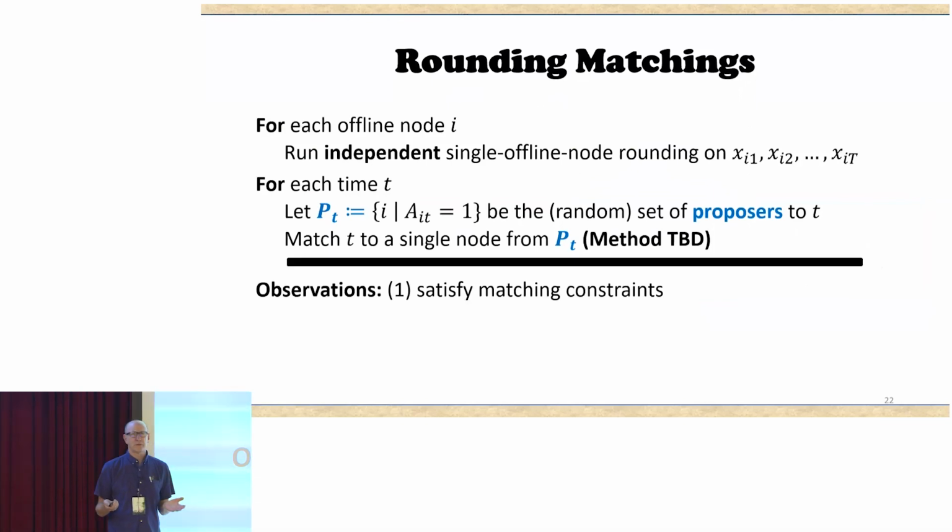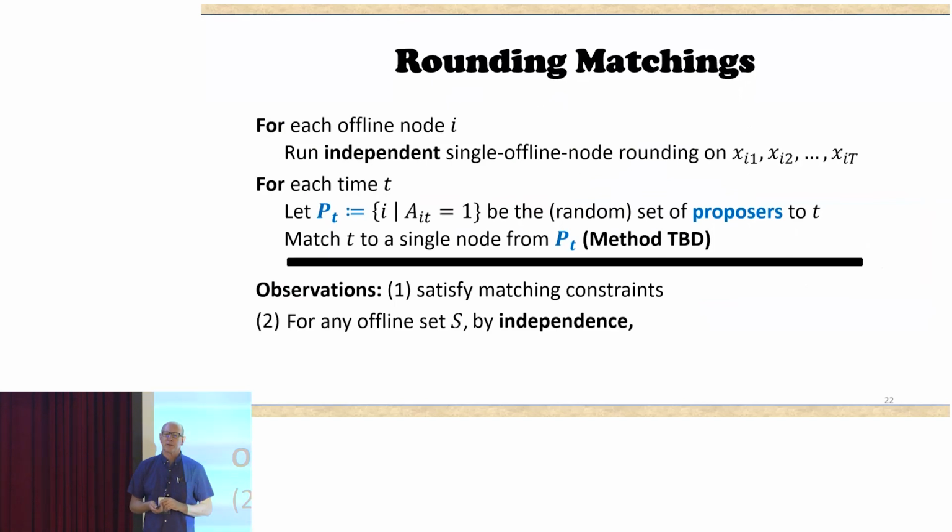One immediate observation is, of course, if you believe the last line, matching to a single node from P_t, then the matching constraints are satisfied. I'm now restricting the discussion to matching, not to B matching. The extensions to B matchings are not difficult.